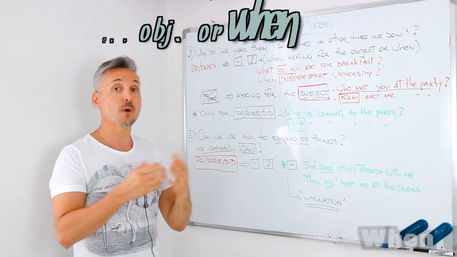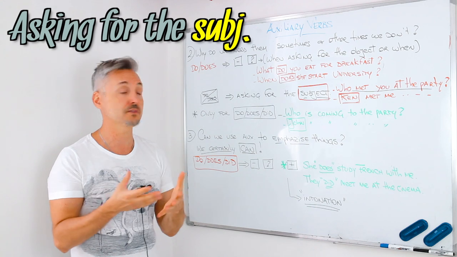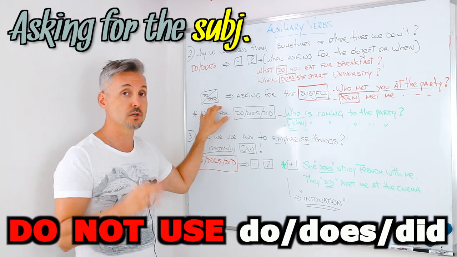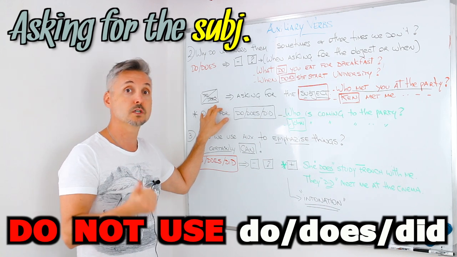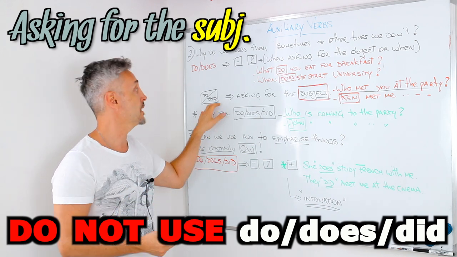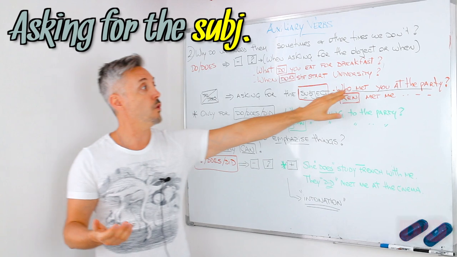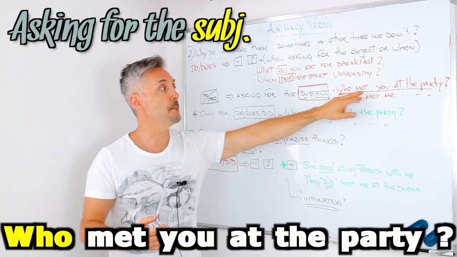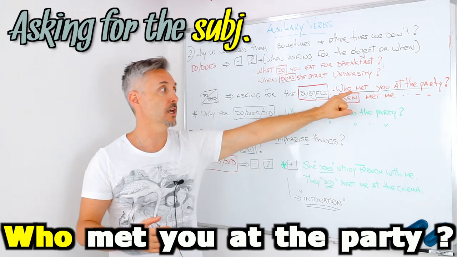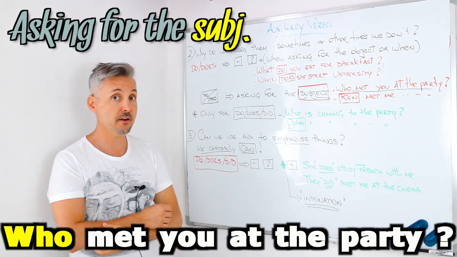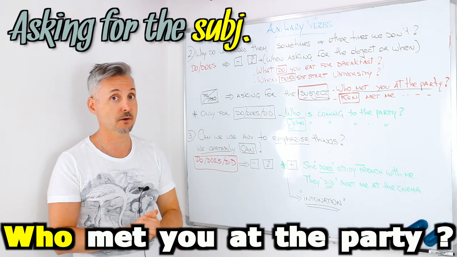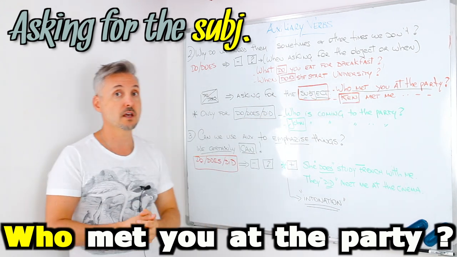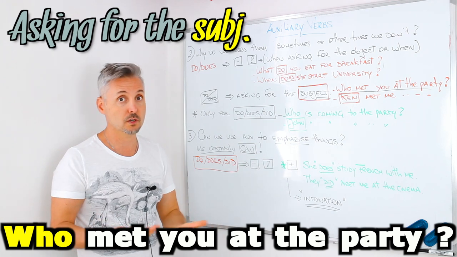What happens if I ask for a subject? Well, we do not use do, does, or did. For example, who met you at the party? Can you see the auxiliary there? It would be did, the auxiliary. We don't need did in this question because we just don't, okay?